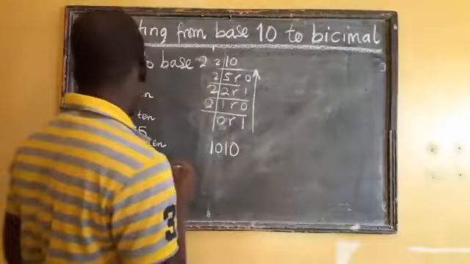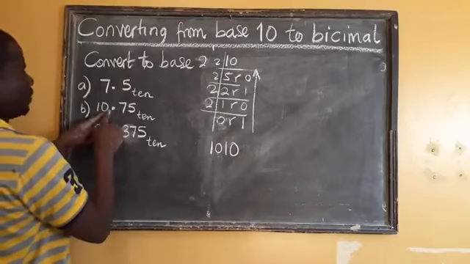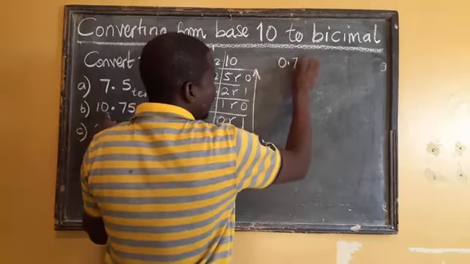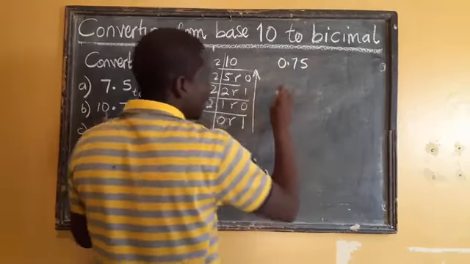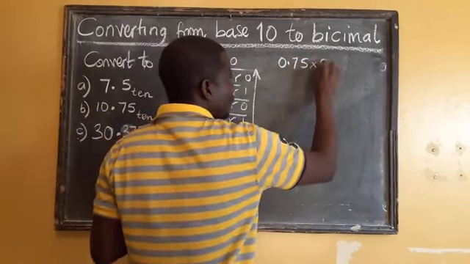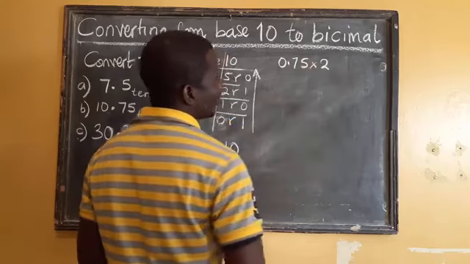So we need to get now the decimal number part, which is 0.75. And what did I say? The decimal part, you multiply it. You need to multiply it.